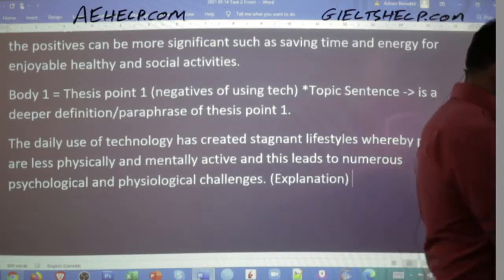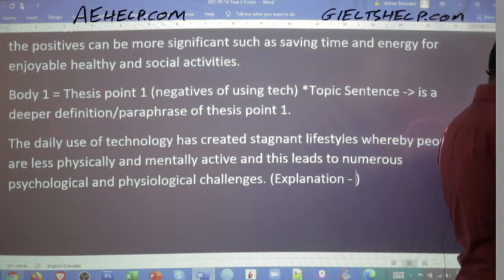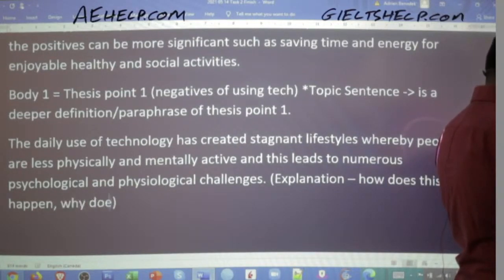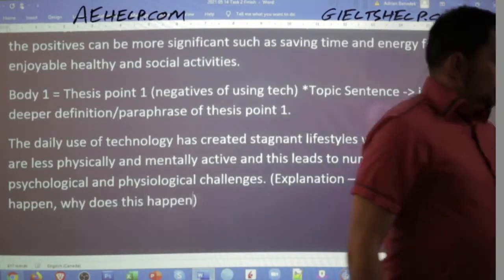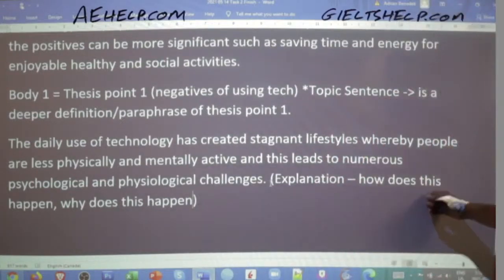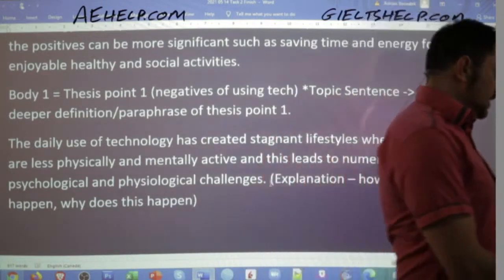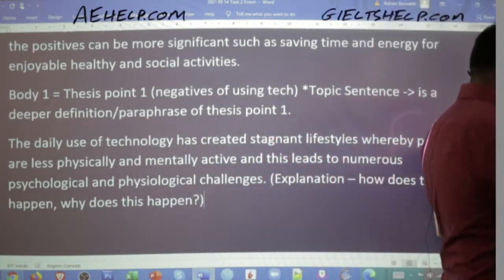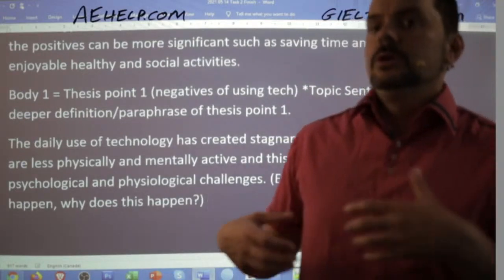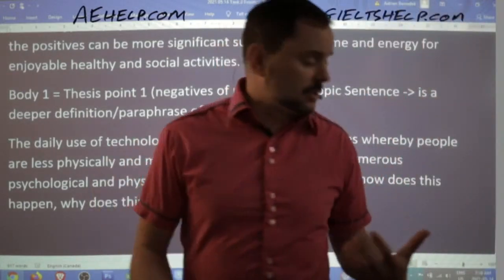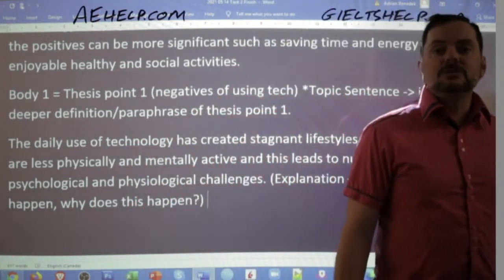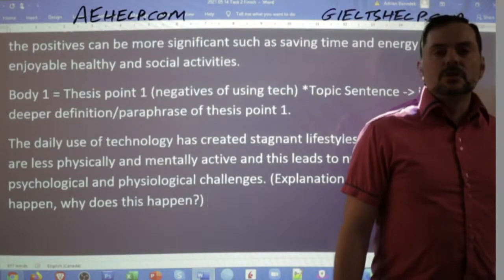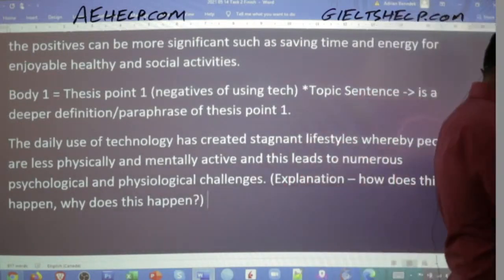Okay. So when you're thinking about the explanation, you need to think about, like, well, what do you mean? So, think about the questions. How does this happen? Why does this happen? So, why do people become physically less active, and how do people have physical problems from depending too much on technology? So you want to have a clear explanation. And when you're thinking of this explanation, really think quantitative.